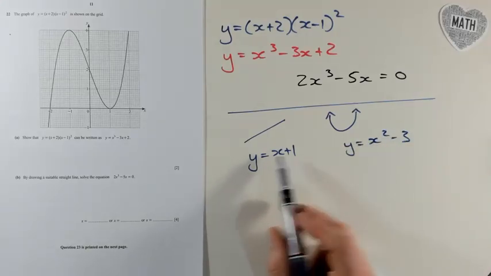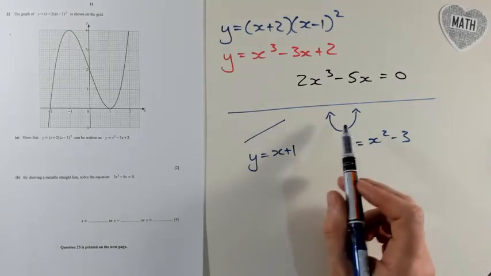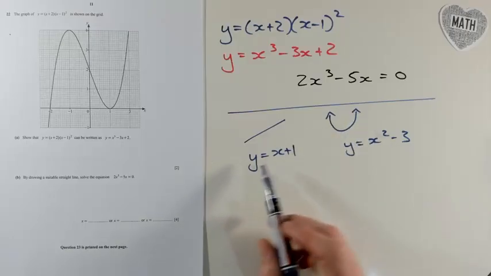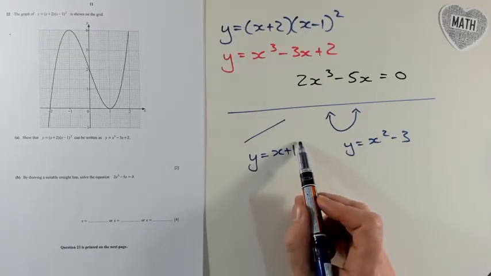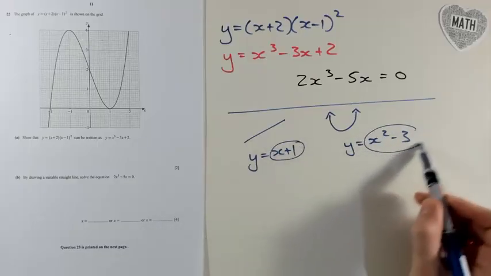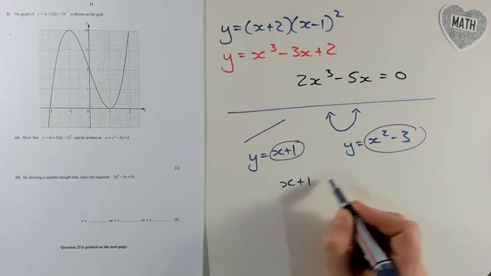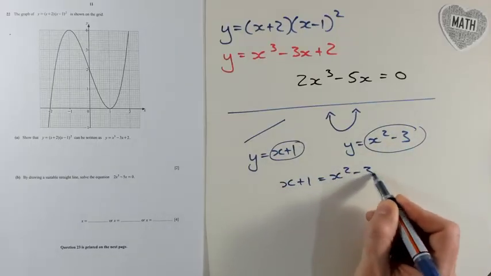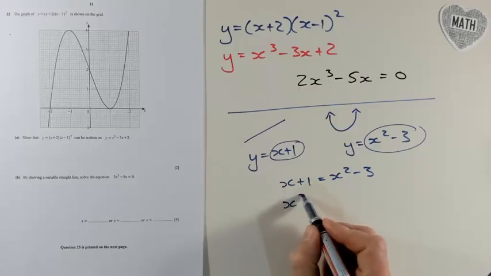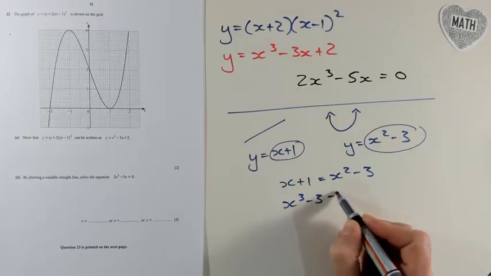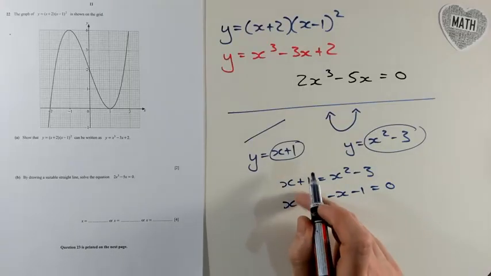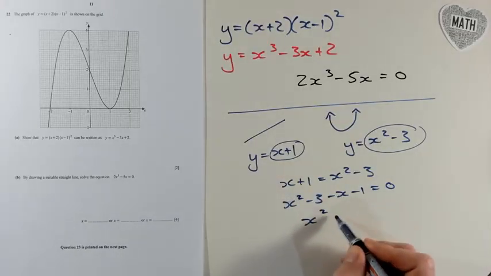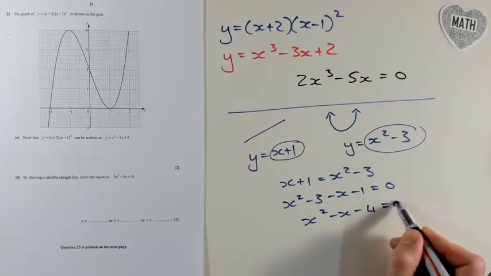So if we had an example of a line and a curve crossing, what did we do? We did it earlier in this video. We said, well, we'll just equate these to each other. So what we'll do is we'll say x plus 1 is equal to x squared minus 3. We will then rearrange: minus x minus 1 is 0. And we'll get, okay, so that's x squared minus x minus 4 is equal to 0.